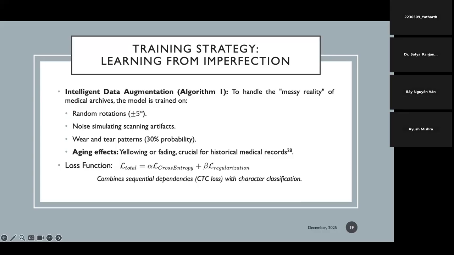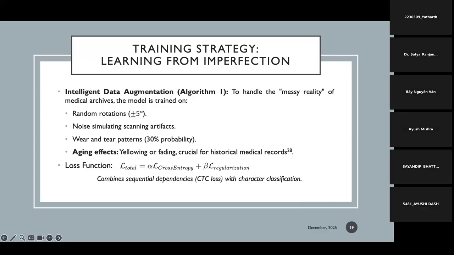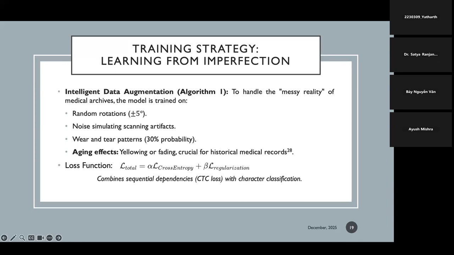Generalization: this is the second part, regularization. It prevents the model from overthinking or memorizing the noise we just added. It keeps the model flexible. So to summarize this slide, by training on intentionally damaged data and using a balanced loss function, we are essentially vaccinating our model against the messy reality of the healthcare world.